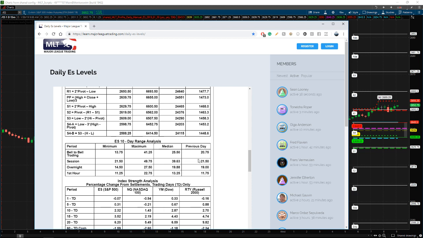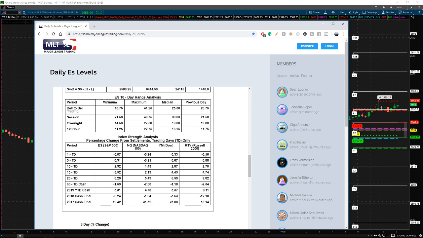For our 10-day range analysis, the S&P 500, the previous day we had a 20.75 point bell-to-bell range against a 25.5 median. The session was 21.5. Overnight 19, first hour 11.75. But still pretty small. You know, we're not having as big of ranges as we used to. The entire session was only 21.5 versus the 39.5 median.